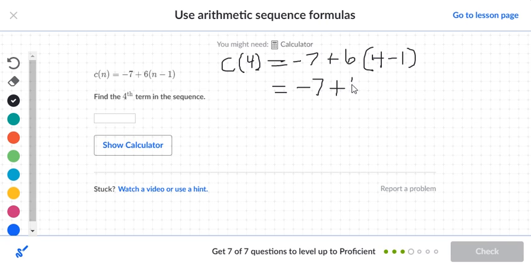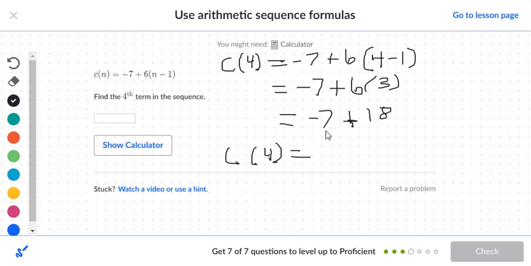So what we'll do is we'll continue with the parentheses. So 4 minus 1 is 3. Okay, let's go to the next level. We got negative 7. So now we'll take 6 times 3 is 18. So this should be a positive 18. So now we're going to find the final step. So this is going to be c of 4.